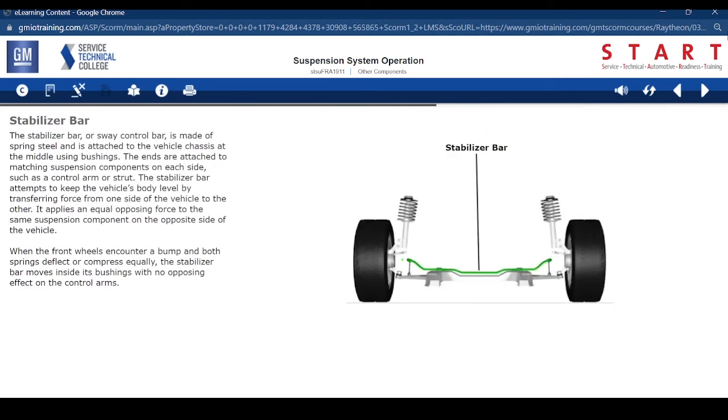The stabilizer bar or sway control bar is made of spring steel and is attached to the vehicle chassis at the middle using bushings. The ends are attached to matching suspension components on each side, such as a control arm or strut. The stabilizer bar attempts to keep the vehicle's body level by transferring force from one side of the vehicle to the other. It applies an equal opposing force to the same suspension component on the opposite side of the vehicle. When the front wheels encounter a bump and both springs deflect or compress equally, the stabilizer bar moves inside its bushings with no opposing effect on the control arms.